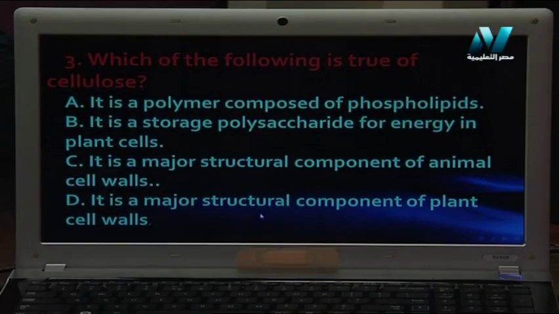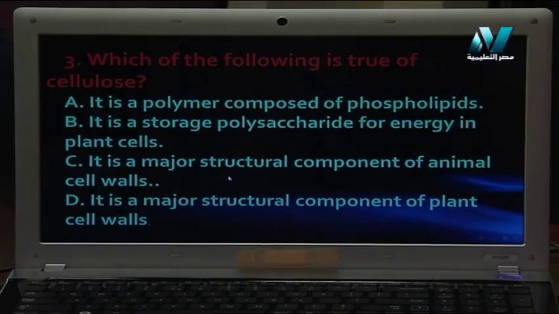The third question. Which of the following is true of cellulose? I am talking about cellulose only. It is a polymer composed of phospholipids. It is a stored polysaccharide for energy in the plant cell. It is a major structural compound of the animal cell wall. It is a major structural component of the plant cell wall. The correct answer will be number D.